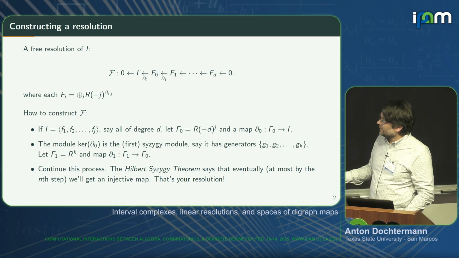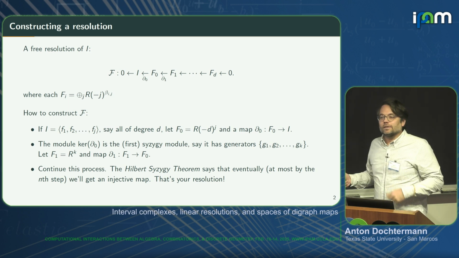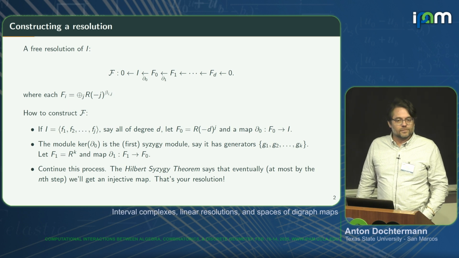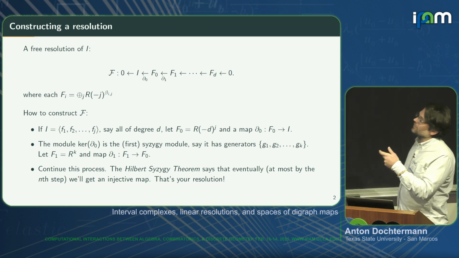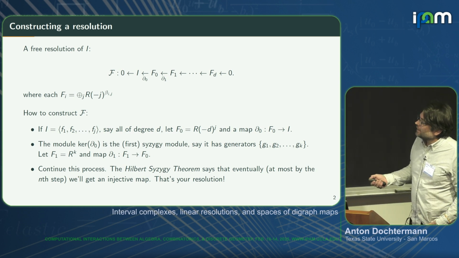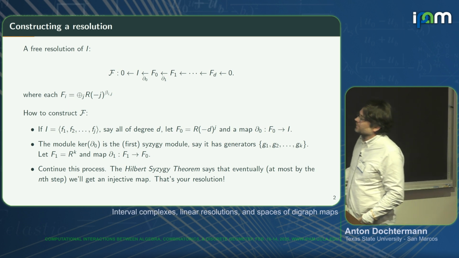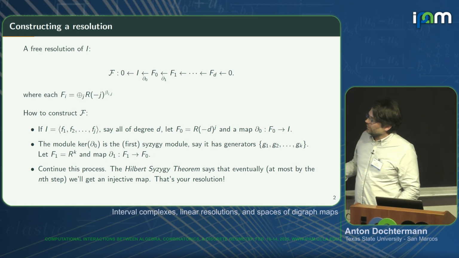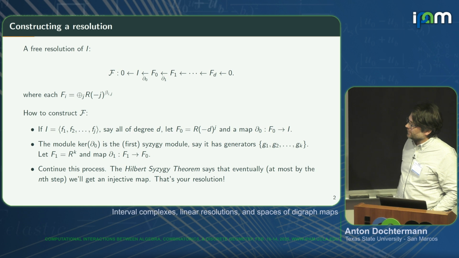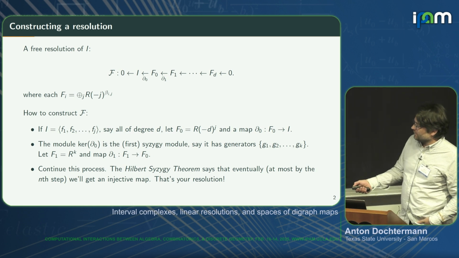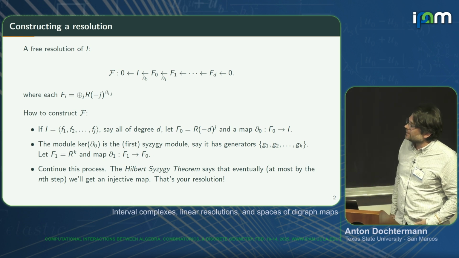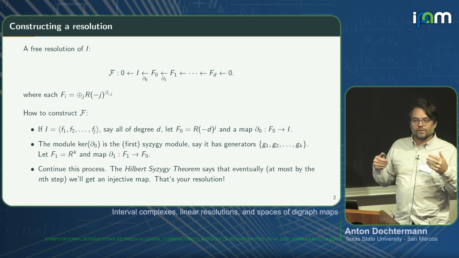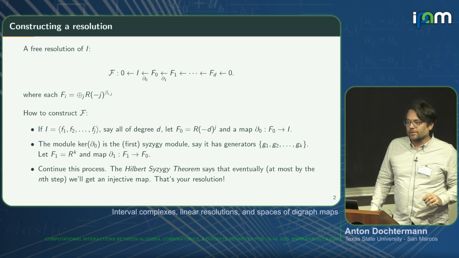Take a map from that free object onto that F1 and then keep going. And this is how I build this resolution. So I'm looking at the relations among relations, people like to say. And then this process actually eventually will get an injective map. There will be no kernel. That's the syzygy theorem. And in fact, it stops at most in n steps. And that will be your resolution. That's kind of how you might think about these things.